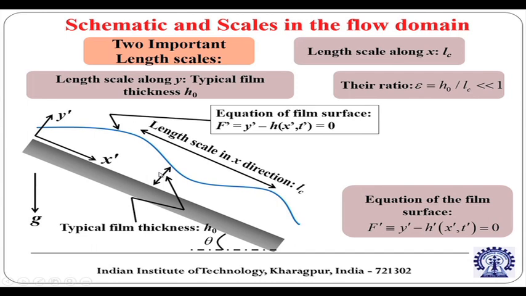Now, you can say that if the film thickness varies significantly, then a typical film thickness has no meaning, because say you have taken this as h naught, but somewhere the film thickness is 100 times h naught, then that also becomes a typical film thickness. So, you can take any film thickness as the characteristic length scale along y, provided that the film thickness along y is slowly varying, that is the variation is not significant. Okay. So, that film thickness divided by L c is the small parameter epsilon, and that small parameter is much less than 1.